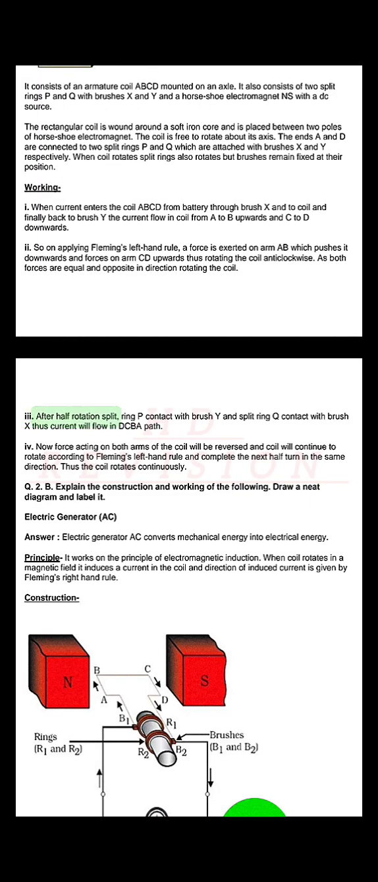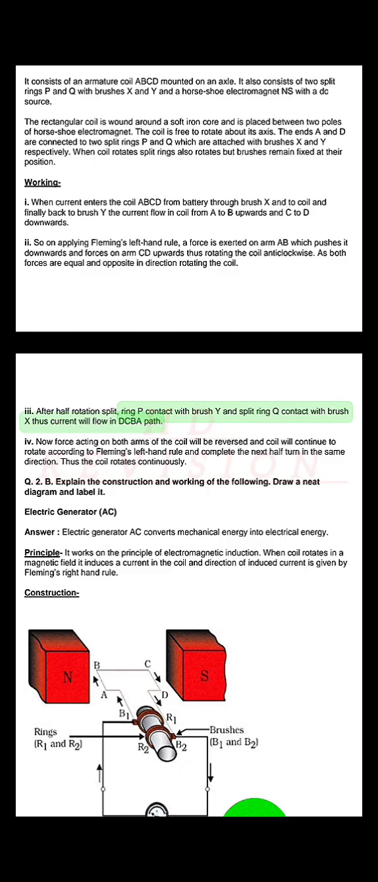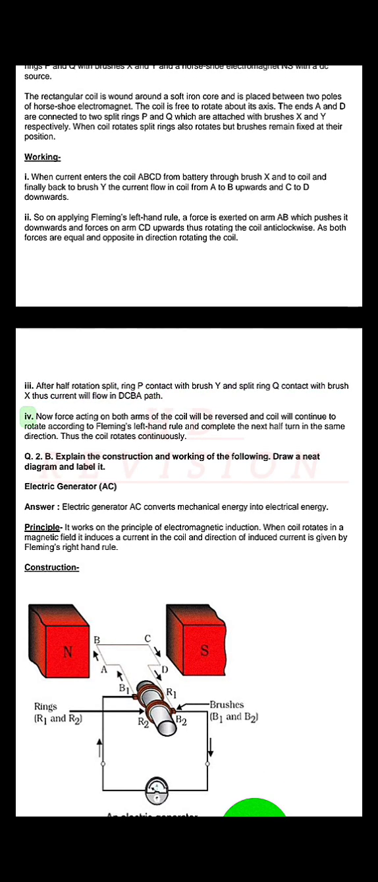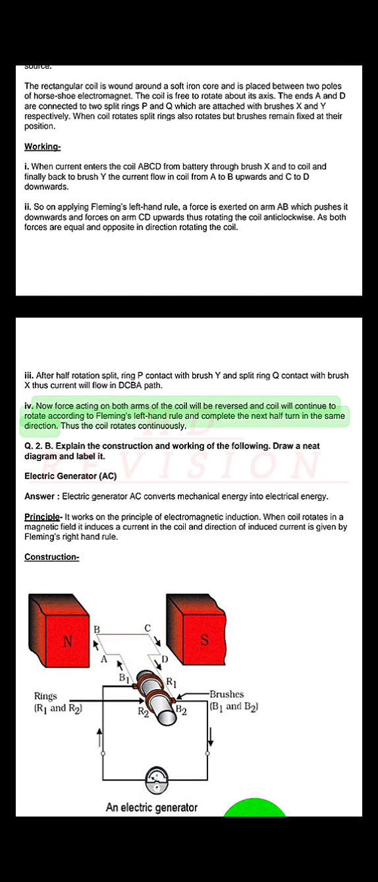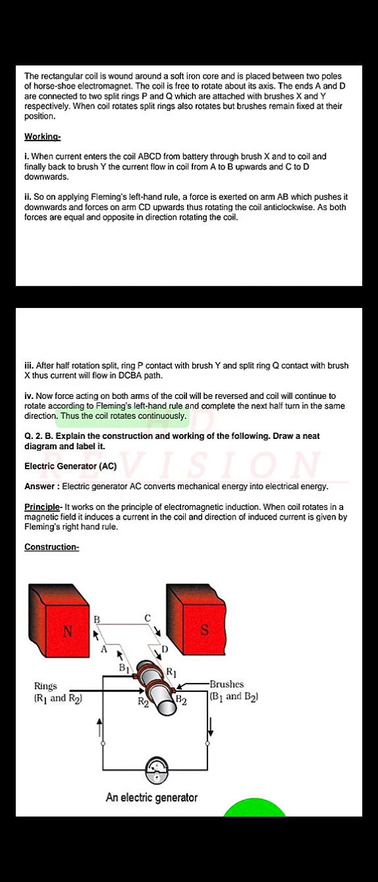II. After half rotation, split ring P contacts brush Y and split ring Q contacts brush X, thus current will flow in the DCBA path. Now the force acting on both arms of the coil will be reversed and the coil will continue to rotate according to Fleming's left-hand rule and complete the next half turn in the same direction. Thus the coil rotates continuously.